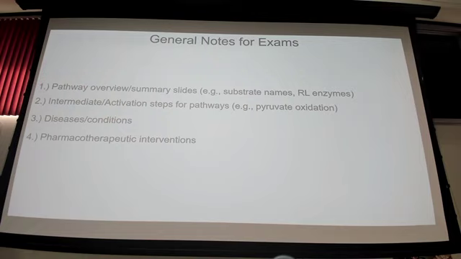I want you to focus on the summary slides for the pathways. There's a lot of information on those summary slides, and I'll show you one example. Including the rate limiting enzymes, those are always going to be very important. That's a low-hanging topic question that's typically on the exam. Also, we talked about a lot of intermediate activation steps for the pathways: the oxidation of pyruvate, the activation of fatty acids. Those are also very important.